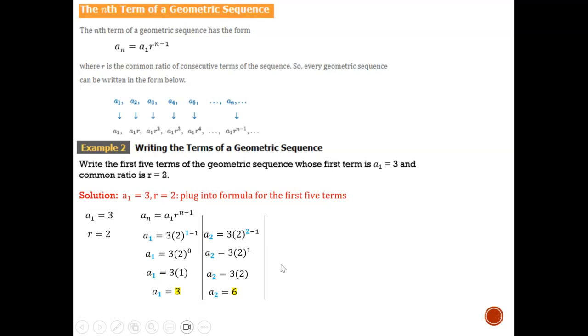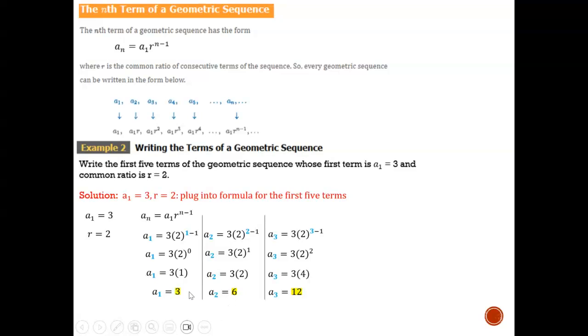Okay, now, A3. We're going to plug in 3 for the n, right? So it's going to be 3 times 2 to the 3 minus 1, which gives us 3 times 2 squared, which will give us 12. Check this out, guys.